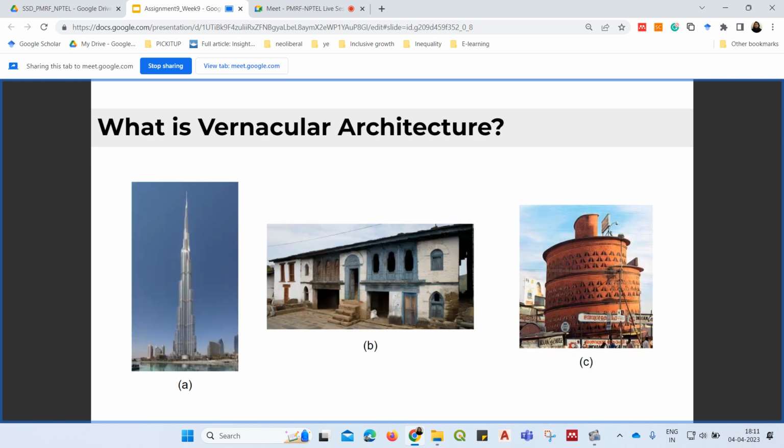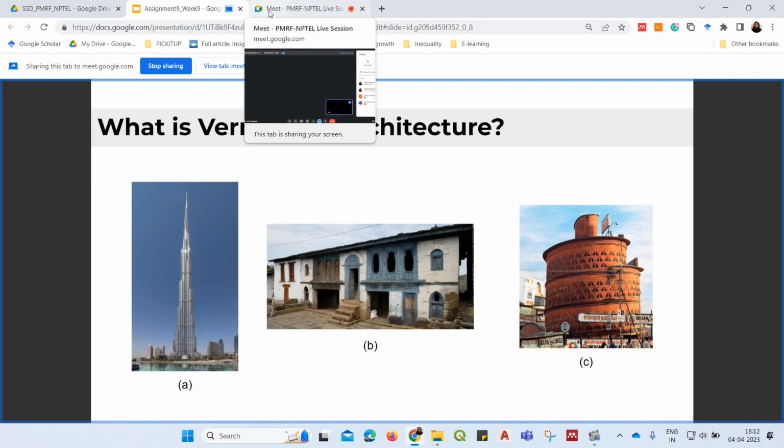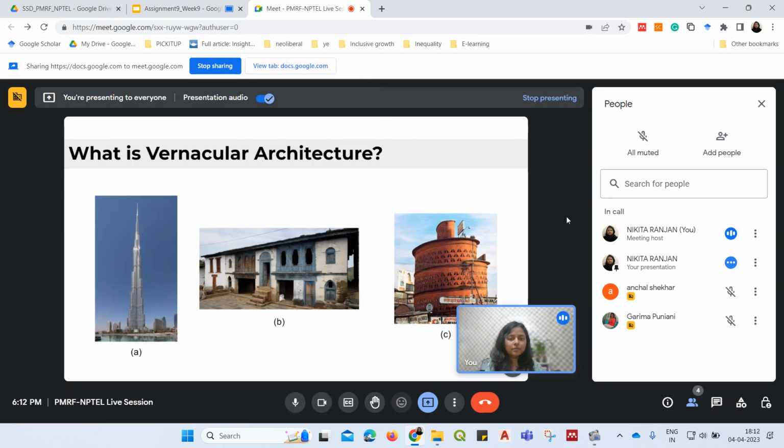So here are three examples which I think might help you understand better what I'm saying. You have three examples of three buildings in front of you. So I hope you can identify all three of them. I'd like to ask the learners if you can guess which one of these buildings is not an example of vernacular architecture. I'm seeing Aanchal and Garima. Can you guess which one of these buildings is not an example of vernacular architecture? You can just type in your chat box and indicate.